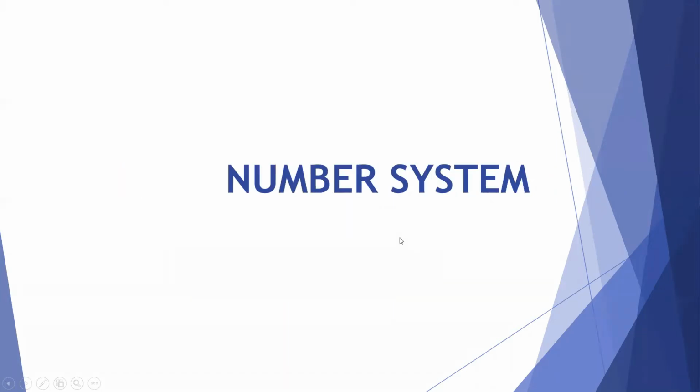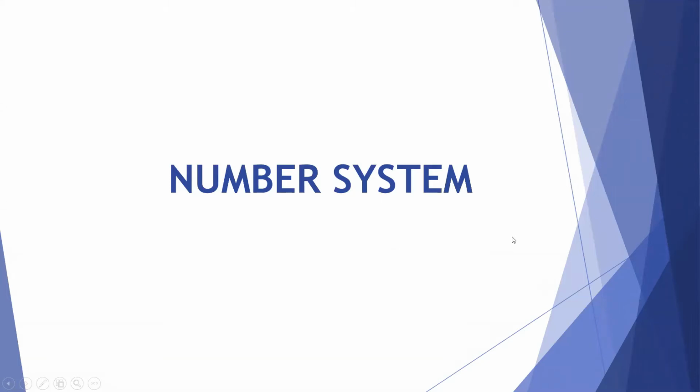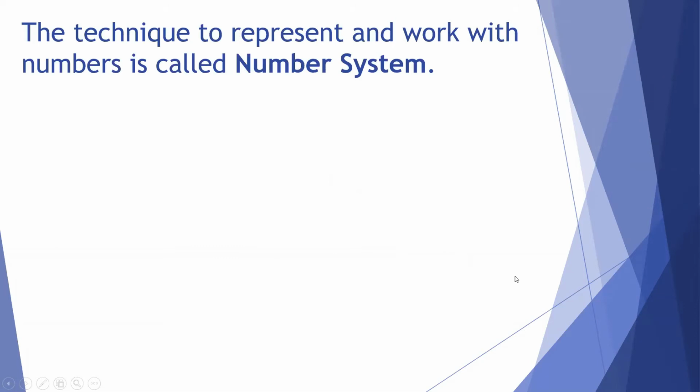So to begin with, we'll start with the number system, which is the basic concept of digits. Now we'll see what we mean by number system. The number system is a technique to represent and work with numbers. Here we will represent something and then work on these numbers. That is what is called a number system.